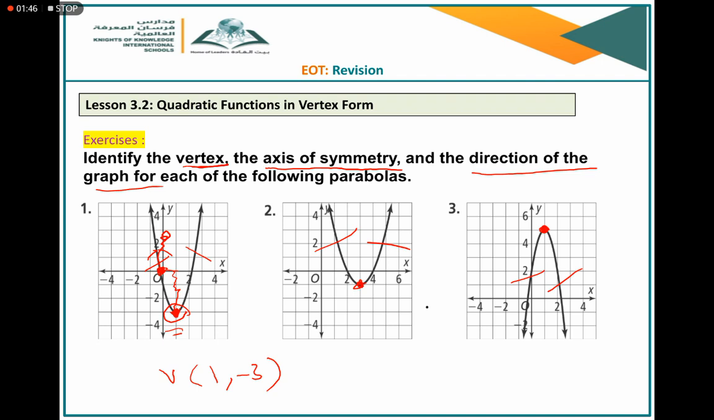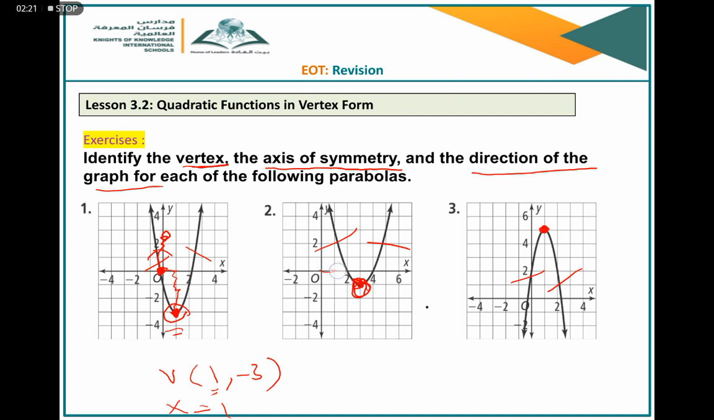So this is the vertex for this graph, and directly if you have the vertex, that means you have the axis of symmetry, because the axis of symmetry is the first coordinate of the vertex, which is 1. So you get it from here, my dear student, and don't think a lot about it. So we are done. And the direction of the graph is upward, so you write it is upward, the graph.